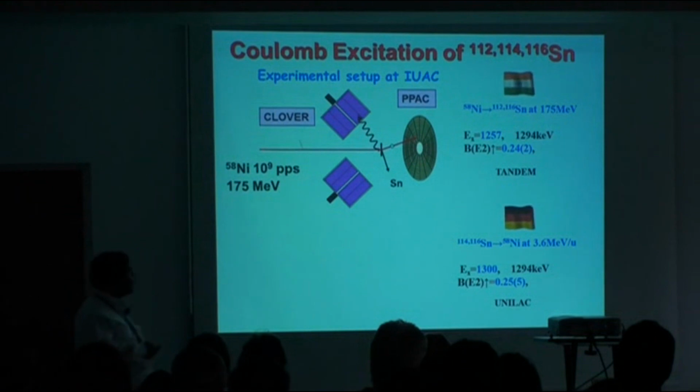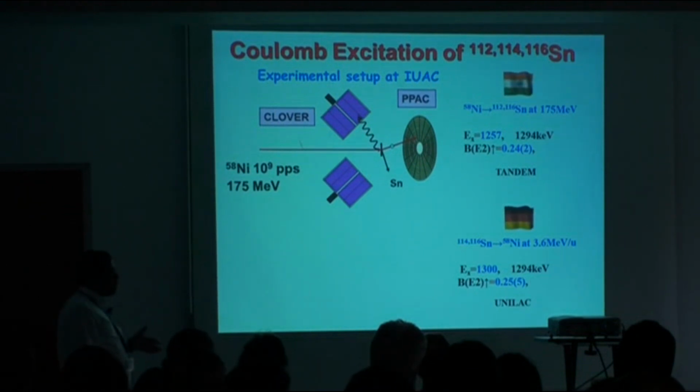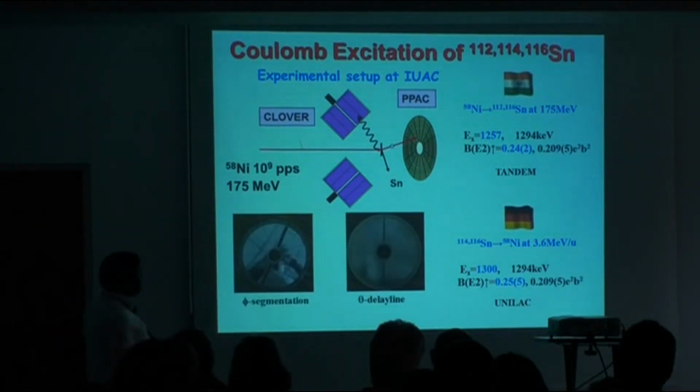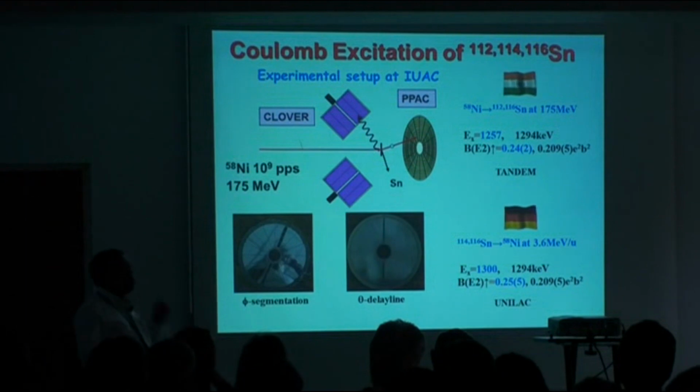In both the experiments, the reference was the B(E2) value for 116 tin, which is supposed to be very, very precise, because this is an evaluation from 14 different experiments before we performed our experiment. In this way we normalize with 116 tin, and we try to get rid of almost all the error bars.